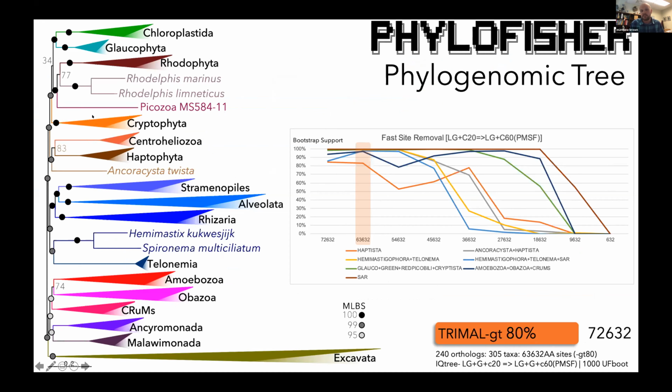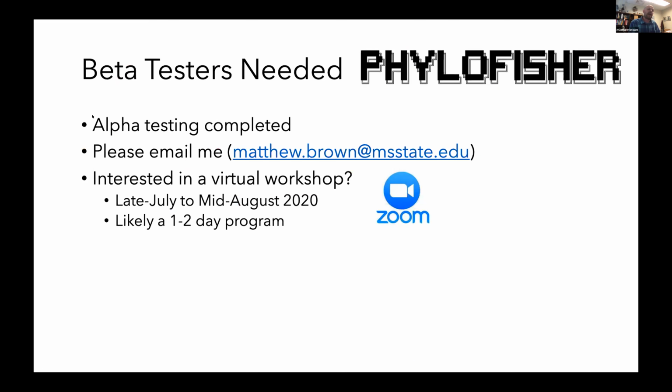quite interesting, I think. So we have done alpha testing, that's pretty much completed. Now we're interested in finding beta testers. So if you're interested at all, please email me. And we're also really interested in engaging you all in a virtual workshop, which coronavirus makes very easy for us. It's now obvious to do a virtual workshop rather than meeting together. We were thinking late July to mid-August of this year. That would likely be a one to two day program.